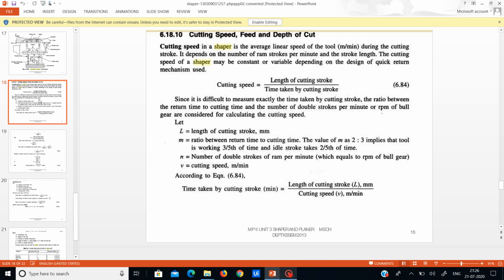The cutting stroke can be done. Cutting speed is the length of the cutting stroke by the time taken by the cutting stroke. Okay, ఎంత టైం తీసుకుంటుంది అండ్ ఆల్సో ఎంత లెంత్ ఉంది దాన్ని బట్టి ద కటింగ్ స్పీడ్ ఈస్ క్యాలిక్యులేటెడ్.